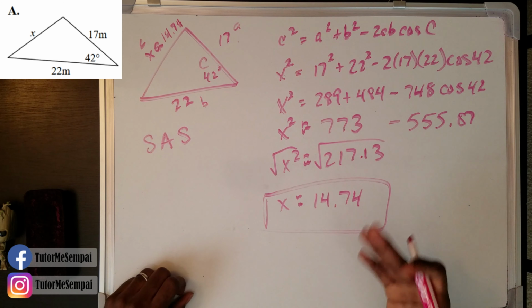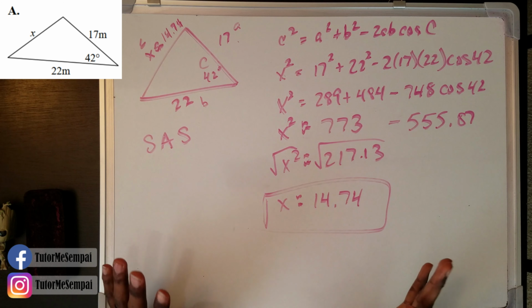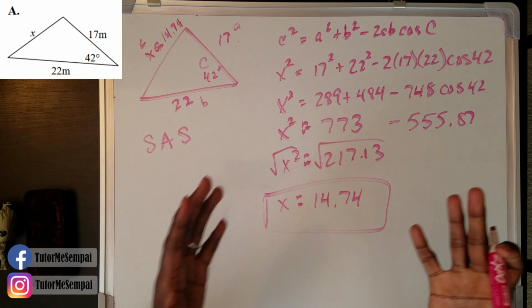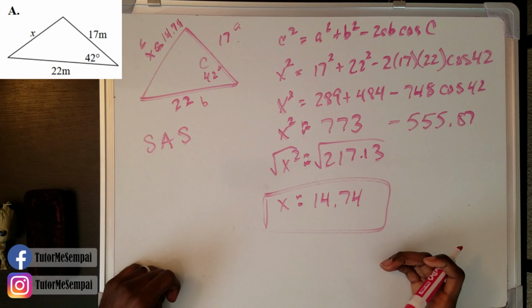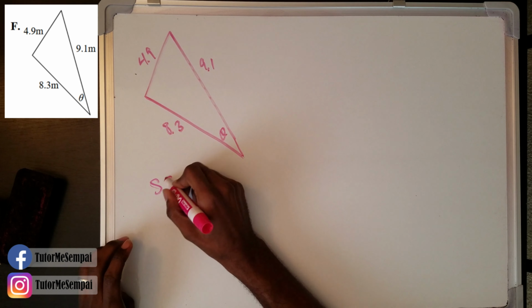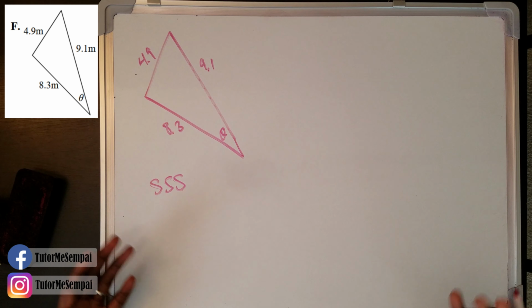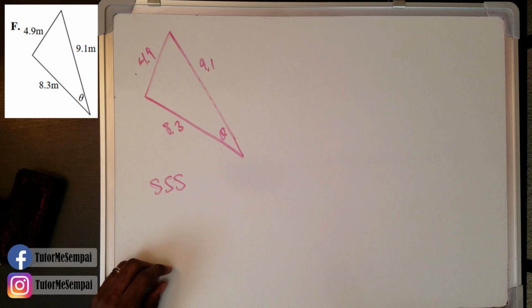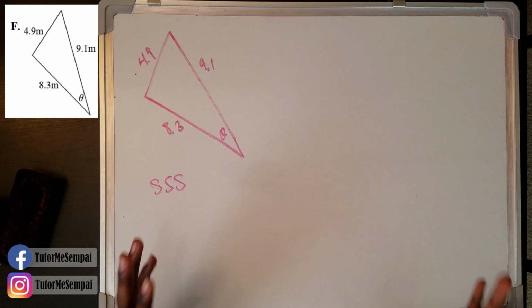Let's do a side side side triangle just to make sure we understand how we can use our formula in both cases. So here we have a side side side triangle in which you're trying to find a missing angle. So we're going to, once again, start with whatever phase you want.